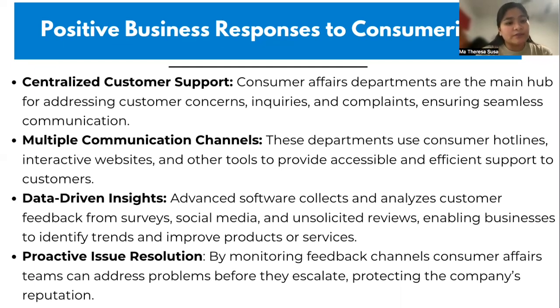The next one is proactive issue resolution. By monitoring feedback channels, consumer affairs teams can address problems and escalate them, protecting the company's reputation. For example, a restaurant chain identifies an issue with the online orders and updates the ordering system to prevent future errors.